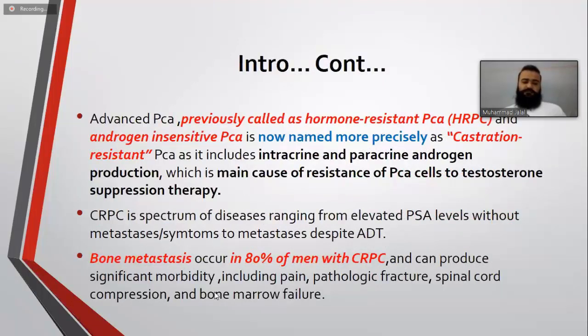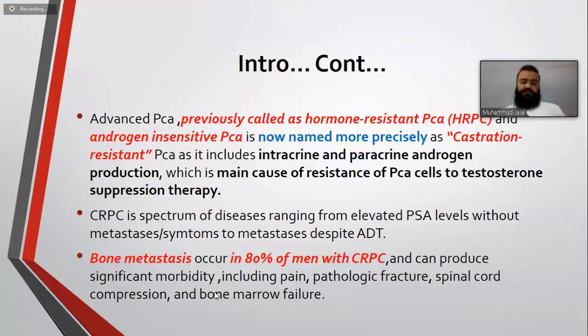Advanced prostatic carcinoma, previously called hormone-resistant prostatic carcinoma and androgen-insensitive prostatic carcinoma, is now named more precisely castration-resistant prostate carcinoma, as it includes endocrine and paracrine androgen production, which is the main cause of resistance of prostate cancer cells to testosterone suppression therapy. Castrate-resistant prostate cancer is a spectrum of disease ranging from elevated prostate-specific antigen levels without metastasis or symptoms to metastasis despite androgen deprivation therapy.